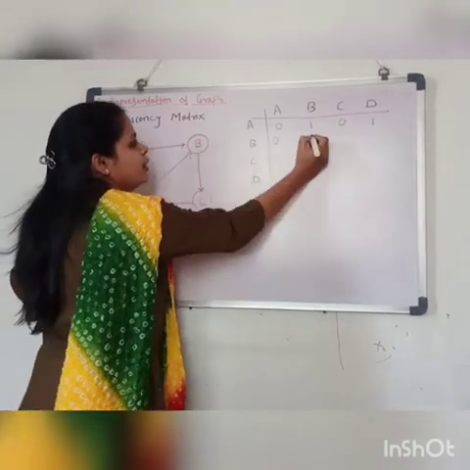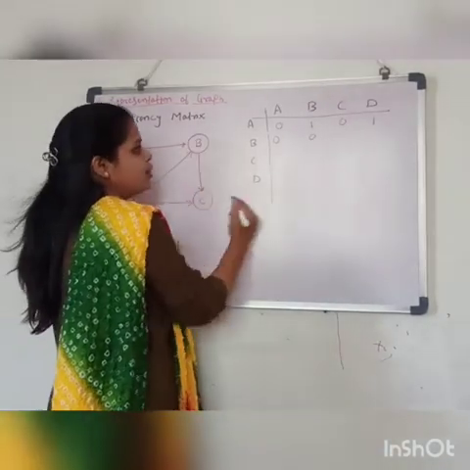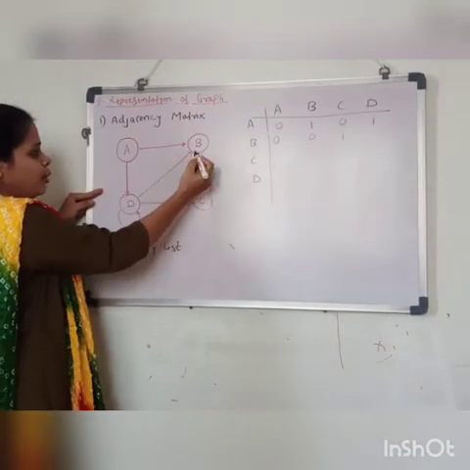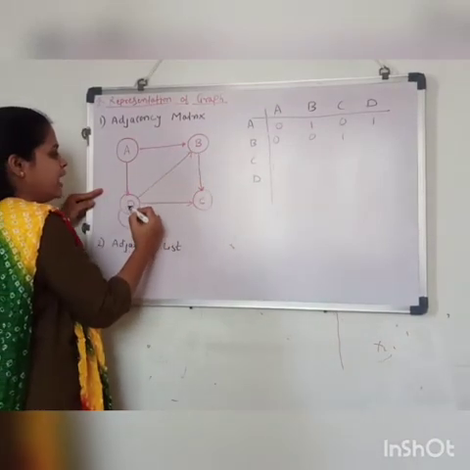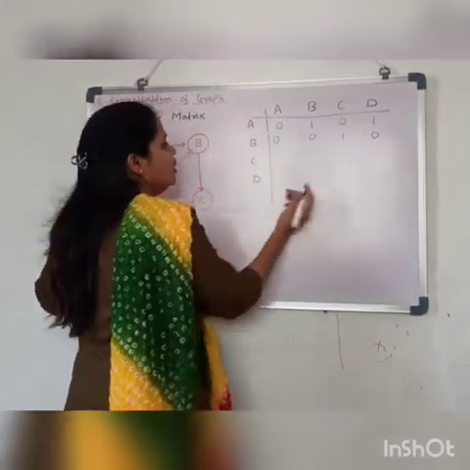There is no edge from B to A, so write down 0. Check for B to B, write down 0. Check for B to C. Yes, there is an edge, so write down 1. Check for B to D. There is no edge from B to D because the direction is D to B. It's not B to D. So write down 0 over here.